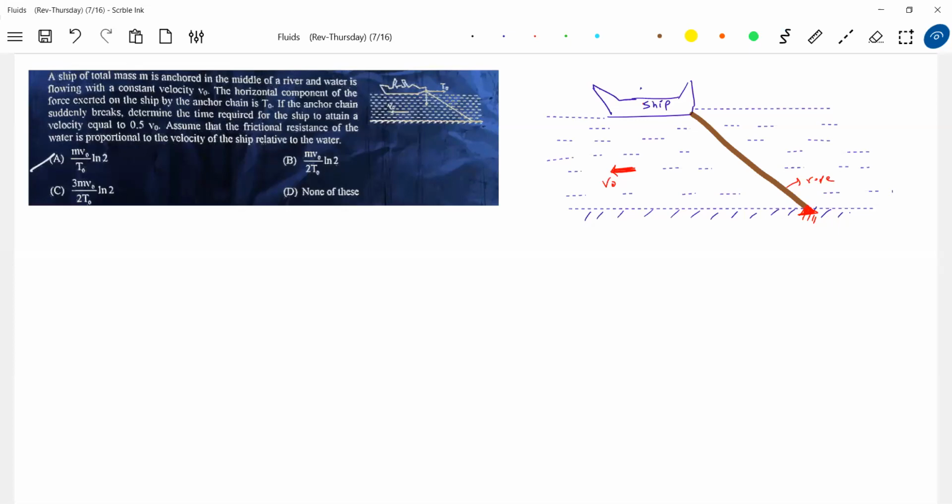So the tension, the horizontal force, is what is telling. Let T be the tension. Its component is Tx, that is T0. When the ship is at rest, will there be any viscous drag on the ship? The drag by the ship on the river will be towards right. By the river on the ship should be towards left.